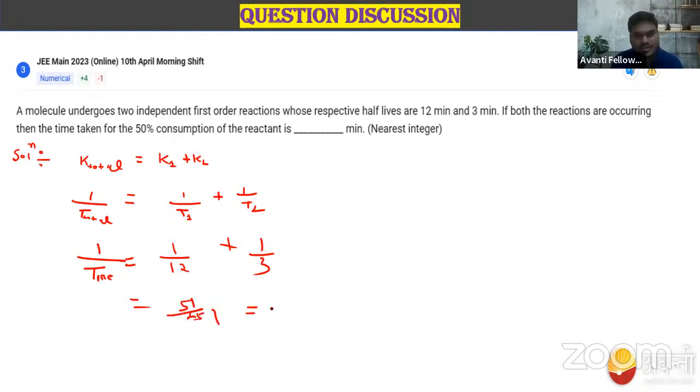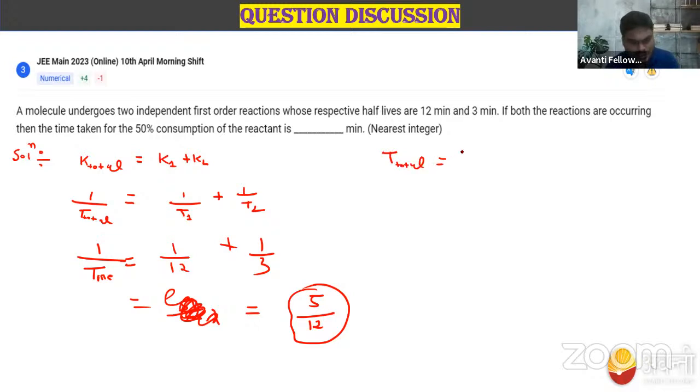ठीक है, which is equal to 5 upon 12, not 5 upon 21. Okay, ये ध्यान से रखो. 5 upon 12. So this is how will you actually calculate. ठीक है. Now solving for T total, तो भाई T total कितना आएगा? So T total आ रहा है जो हमारा T total.